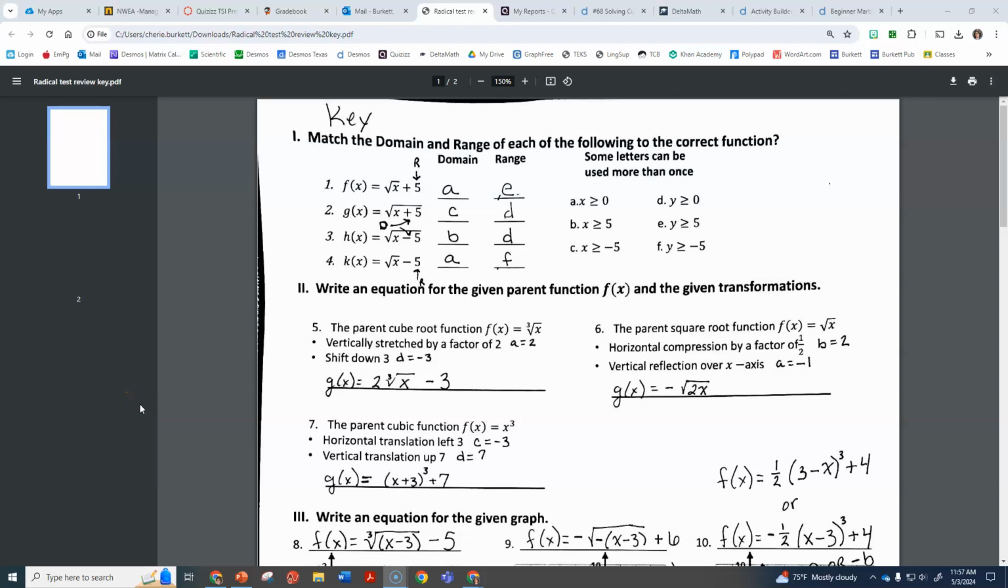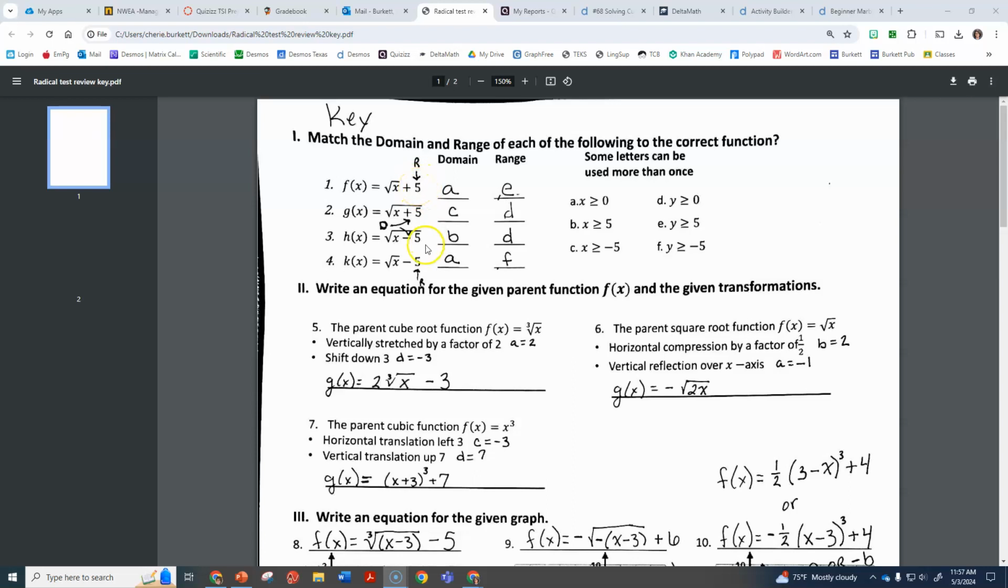All right, so I wanted to go over the test review with you. The first one, for square root functions, the domain and range are restricted to the normal one, positive x values, positive y values. And one of the things that can change the domain and range are the values of C and D.